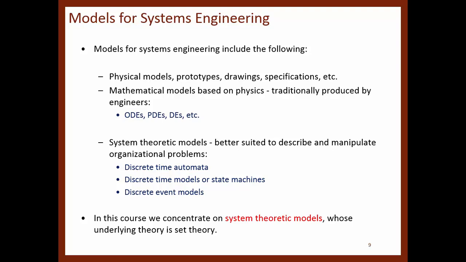Mathematical models based on physics, traditionally produced by engineers. So there's discrete event systems and multiple other types of models that can be used in that sense. System theoretic models are better suited to describe and manipulate organization problems, such as discrete time automata, discrete time models or state machines, and discrete event models.